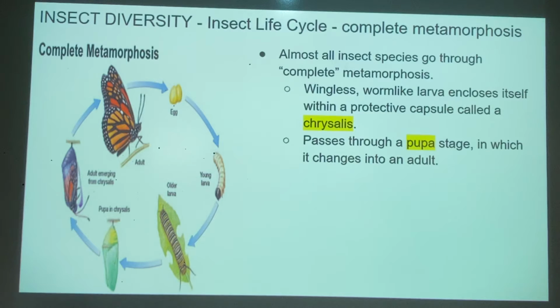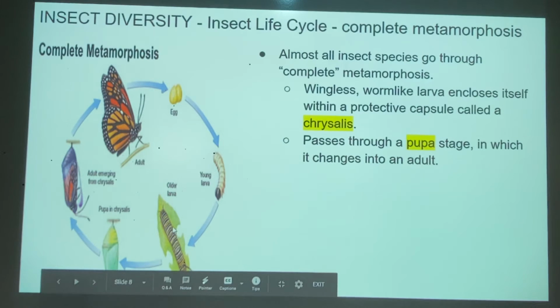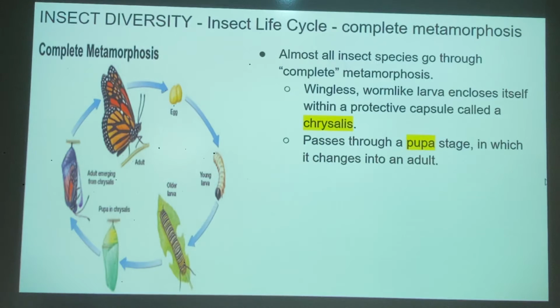So in complete metamorphosis, that's where you're gonna see something go from like a caterpillar to a butterfly. You're gonna have very dramatic change. There's gonna be no similarity in the larva form to the adult form. They're going to start with a wingless worm-like larva where it encloses itself in that chrysalis. If you remember what that is, it's that little pouch. And then it's going to pass through the pupa stage in that chrysalis, in which it changes into an adult.